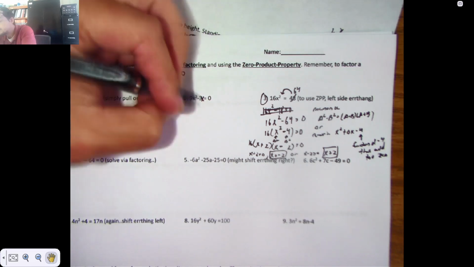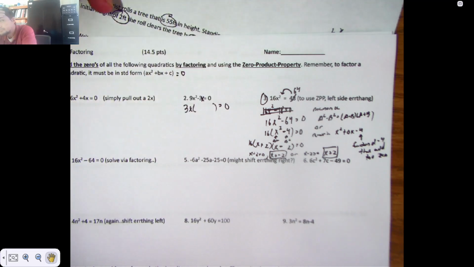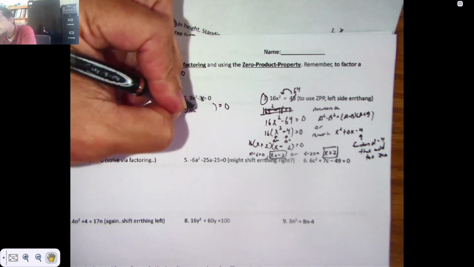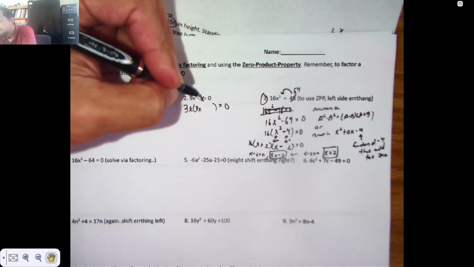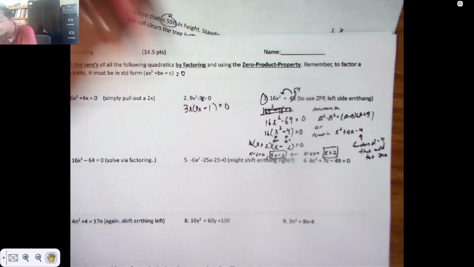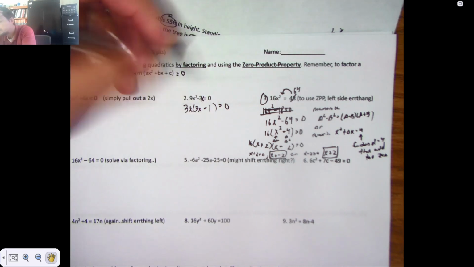So these are actually really simple. I can pull a 3x from both pieces. If I pull a 3x from 9x squared, there's a 3x left because 3x times 3x is 9x squared. If I pull a 3x from 3x, there's a 1 left. Minus because there's a minus. Think about the distributive property to get that back.